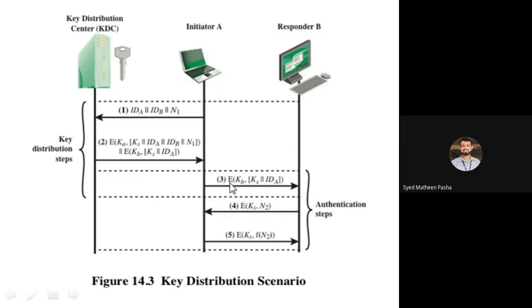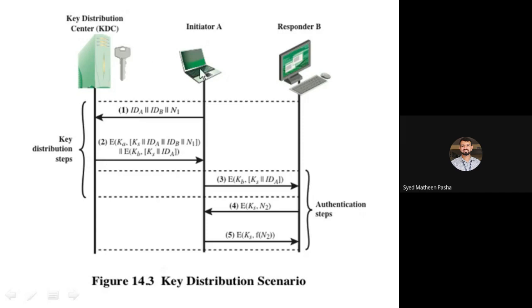So the third, fourth, and fifth steps are basically called authentication steps, because as I told, the KDC will have its own security channel with the help of which he can distribute anything to initiator A, but there is no security channel between initiator A and the responder B. So the data should be encrypted and sent. Data in the sense, the key should be distributed in a secure format. So this is how the key distribution appears.